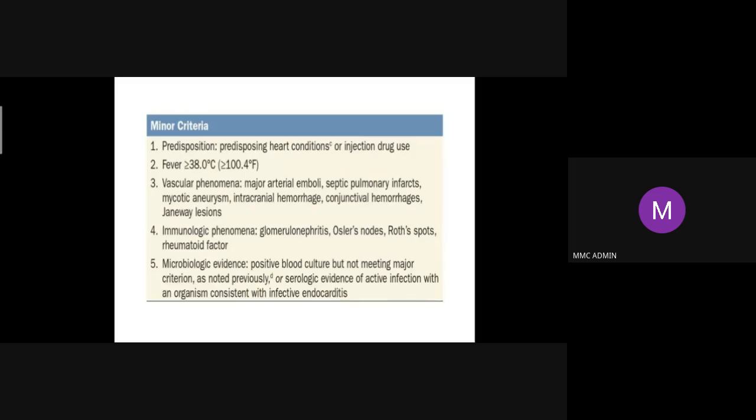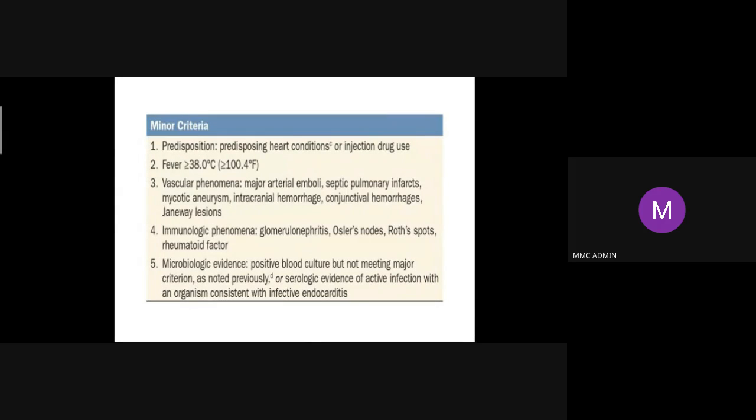Next, microbiological evidence. Microbiological evidence implies a positive blood culture, but not meeting the major criteria. I had already discussed the major criteria for getting positive, in typical and atypical organisms, as noted previously. So if it does not meet the major criteria, we will take it as a minor criterion. Then, serological evidence of active infection with an organism consistent with infective endocarditis. So, this will be the minor criteria.